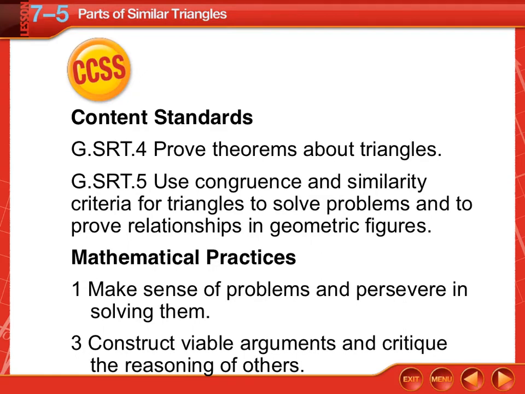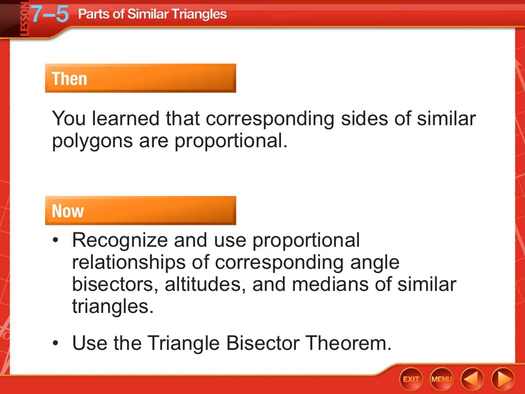Hi guys, this next section, section 5 of chapter 7, is titled Parts of Similar Triangles. We are going to recognize and use proportional relationships of corresponding angle bisectors, altitudes, and medians of similar triangles. So these are the parts: the bisector, altitude, and median. If you have two similar triangles, then other parts of those triangles are also going to be proportional.